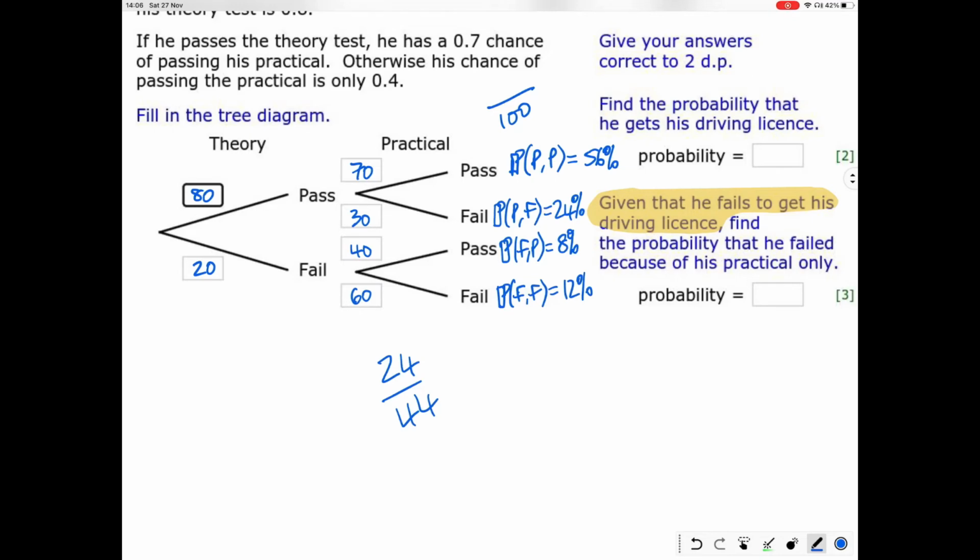But a key skill to develop in GCSE Maths is to read questions carefully and make sure that you've done what the question asked, but also done it how you were asked to do it. In this question, we're asked to give the answer to 2 decimal places. So 24 out of 44 equals 0.54 recurring, which is 0.5454 and so on. So to 2 decimal places, that's 0.55.